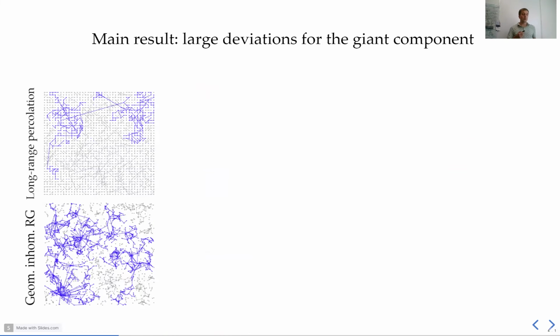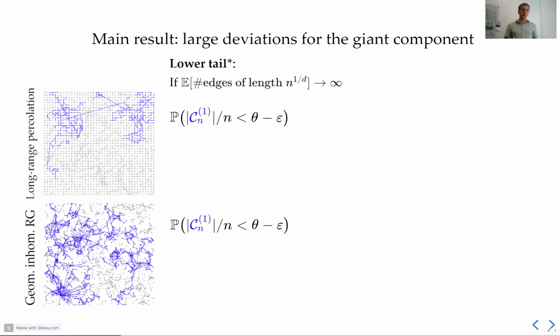So let me try to summarize our result for large deviations of the largest connected components in those graphs. So we assume supercriticality again in this one single slide. So for the lower tail, so the probability of observing a much smaller giant than you would actually expect, we can prove under the assumption that the vertex boundary of a box, sorry, that's not correct. So the number of edges leaving a box of volume n, if that tends to infinity, the long edges, then we can prove some results.